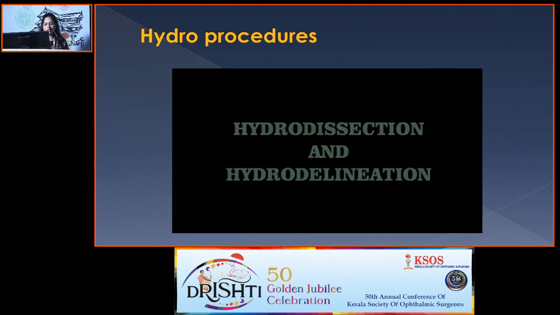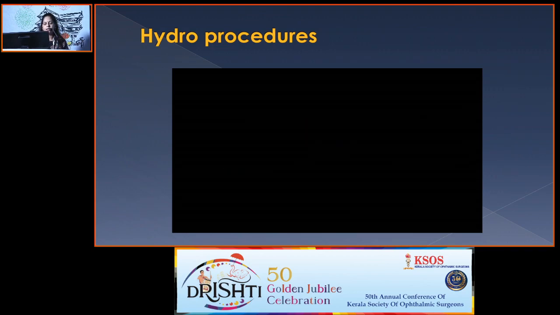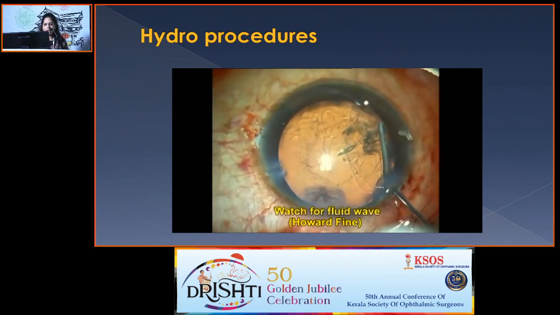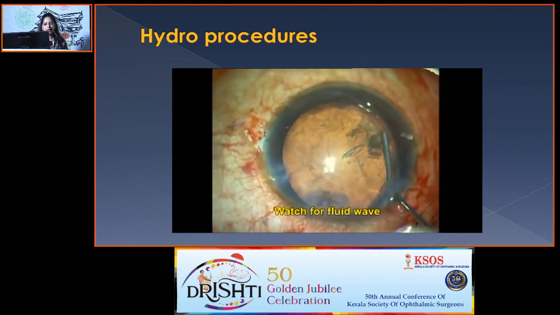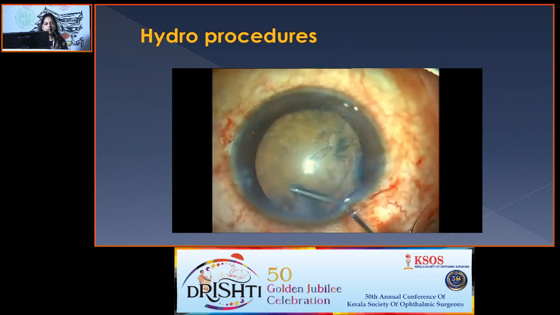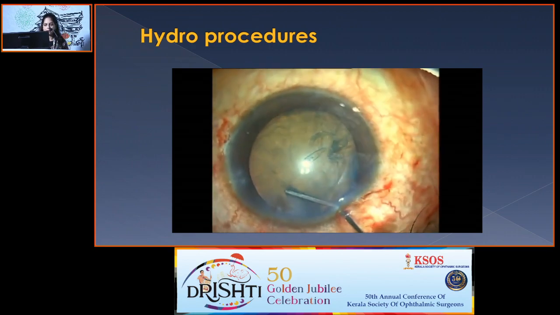Coming to the hydro procedure, always remove excess viscoelastic in the anterior chamber prior to hydrodissection and thus decompress the anterior chamber. Fluid is injected just beneath the anterior lens capsule towards the equator. See the fluid wave. Always tap at the nucleus and remove the excess fluid before repeating the next hydro. Multi-quadrant hydrodissection is the one better.